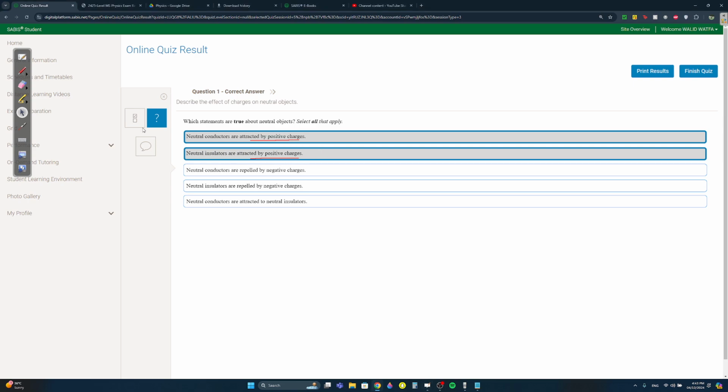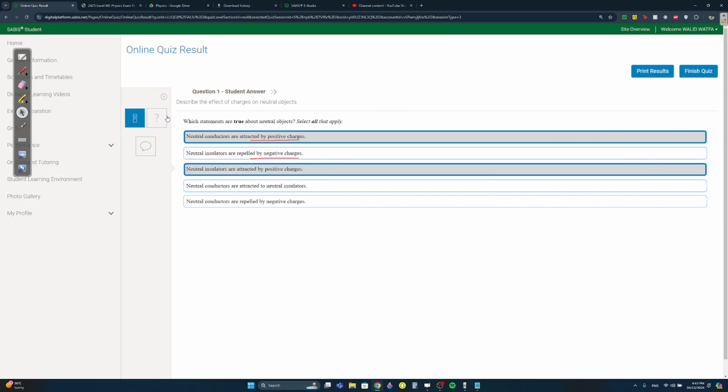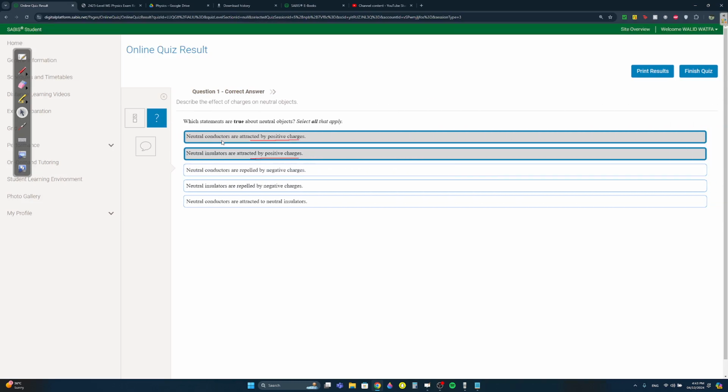Hold up. Am I tweaking? Yeah, okay. See why some people get this wrong, and I just realized why. Some people will see insulator and they're going to think, oh, it doesn't attract, no charge. No. Both neutral conductors and insulators are attracted by charged objects. If they put negative, it will also be correct. Here also, if they put negative, it will also be correct. Both of these are correct as long as it's charged.